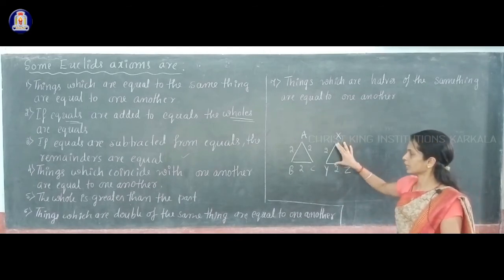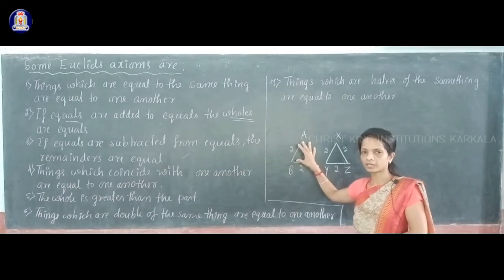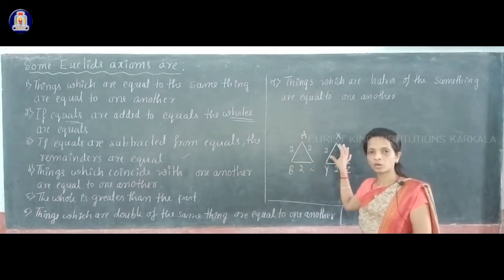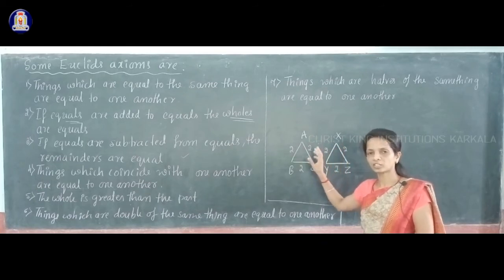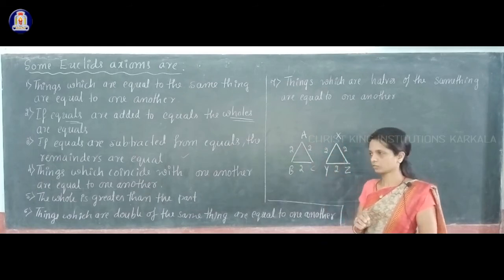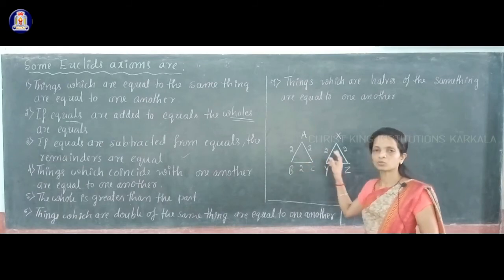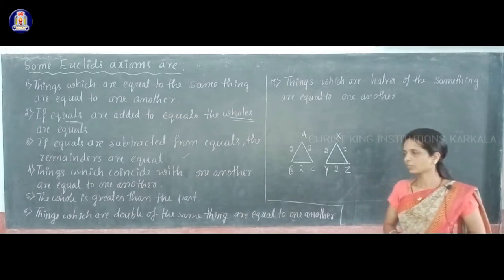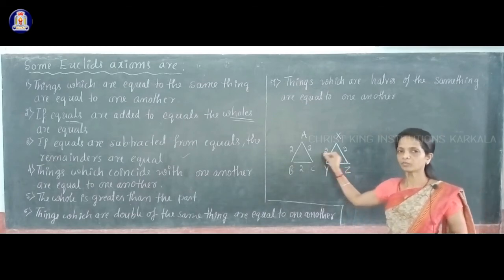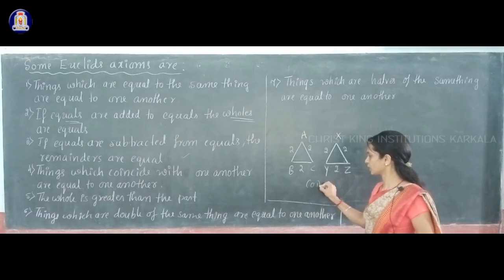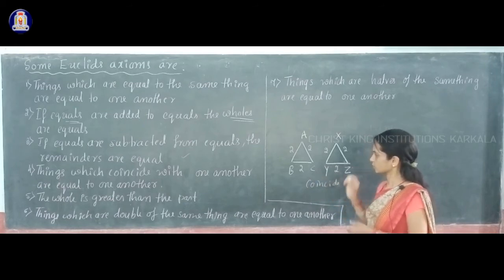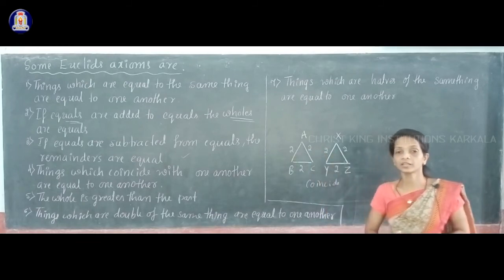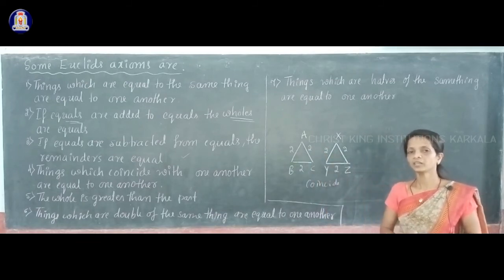Now if you keep this triangle XYZ on this equilateral triangle ABC, then these two figures exactly match in shape and size. So we can say that these two things coincide with each other. So if things coincide with each other, then they are equal to one another. If you keep triangle ABC on this or this on this, then they exactly match in shape and size.